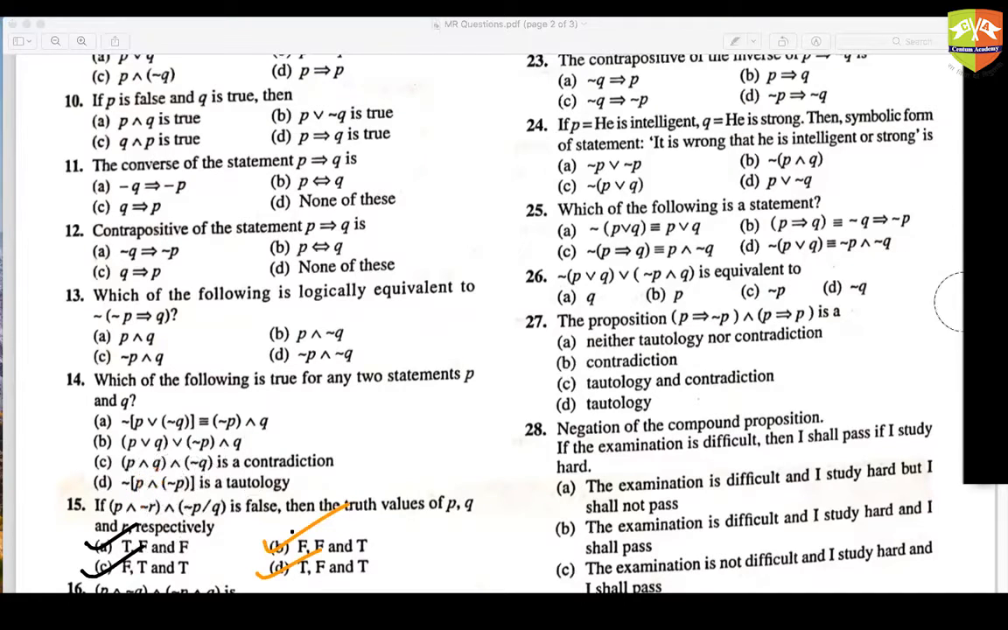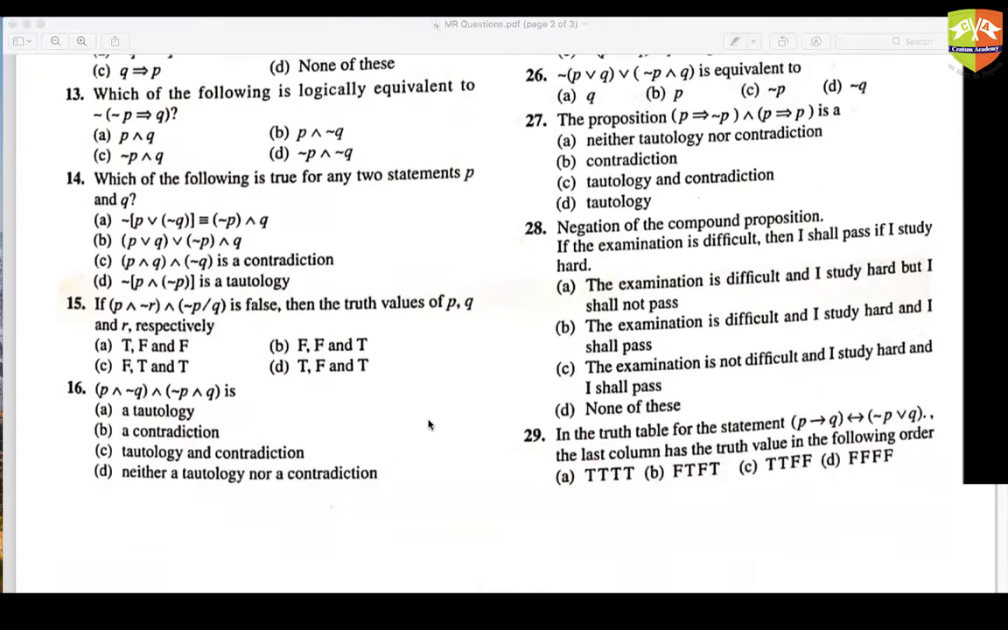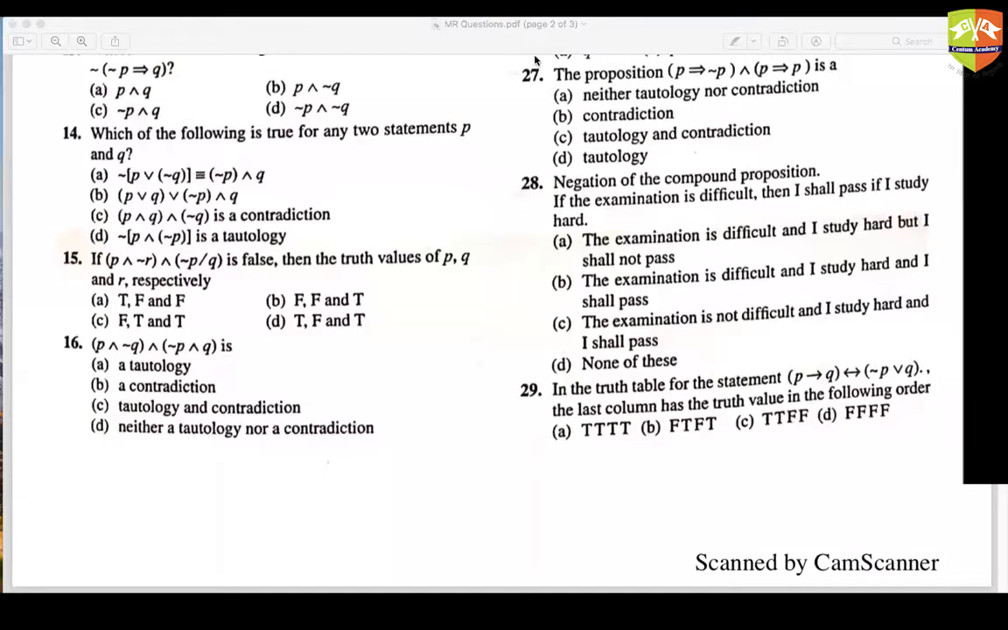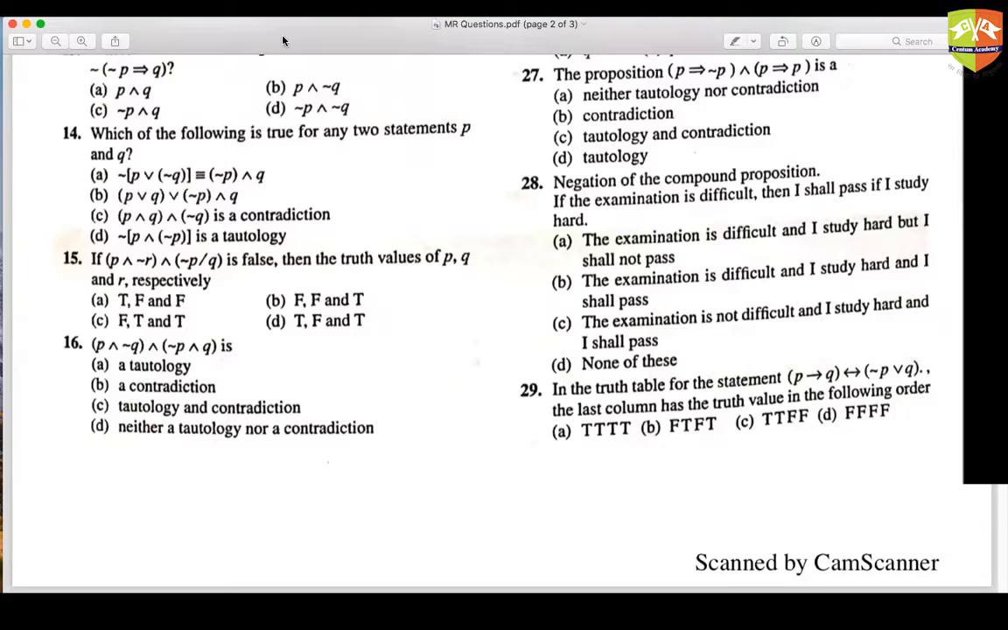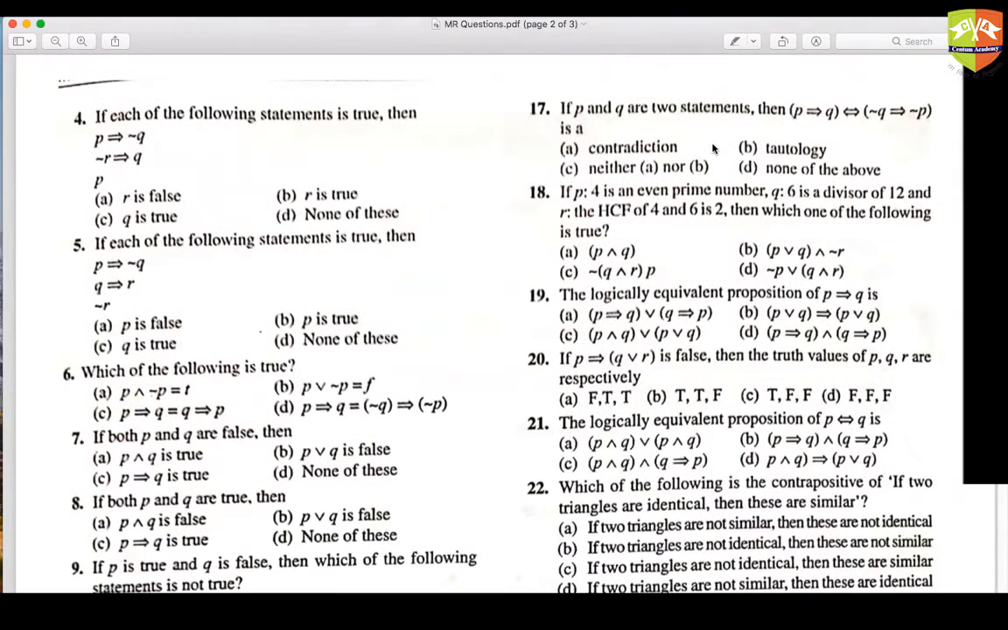Here we could have saved time by checking if any one of them is false. Next, tautology. The 16th one: can something be a tautology and a contradiction at the same time? No, right? That's the whole genesis of calling it a statement. A statement cannot be simultaneously true and false. It has to be a tautology, because both are the same thing. So 17B is the right answer, correct.